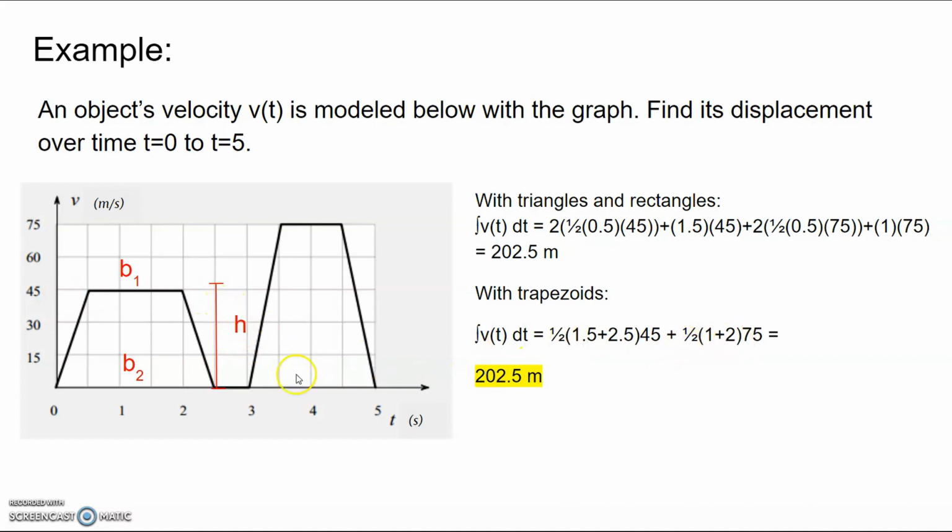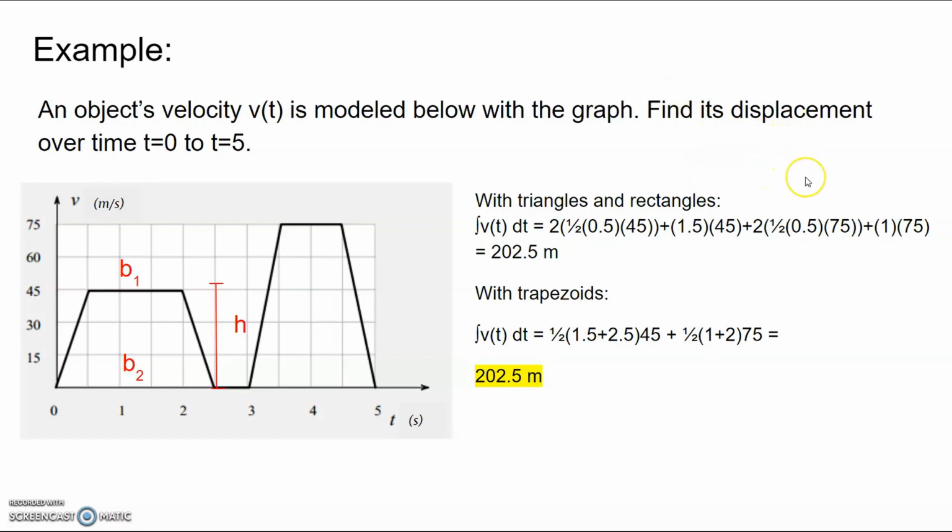And then this trapezoid, it's slimmer, but it's taller. Base 1 is 1, base 2 is 2 in length, and then the height is 75. Multiply that by half, and then if we were to add those two areas together, we would get the exact same answer, 202.5 meters. So knowing the area of a trapezoid can be very useful when finding the area underneath these curves, which is a common problem on the AP exam.